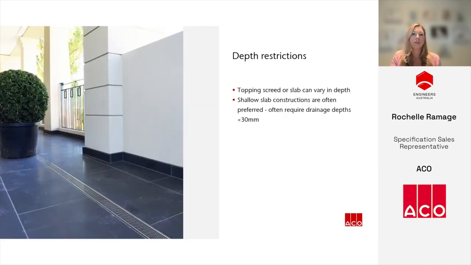Depth is one of the biggest constraints near a building. Shallow slab construction is becoming more common, and topping screeds or slabs can vary significantly. We're often working with drainage depths of less than 30 mm, so the drainage solution must be purpose-designed for shallow applications. And this is where stainless steel threshold drains and shallow profile channels become essential.